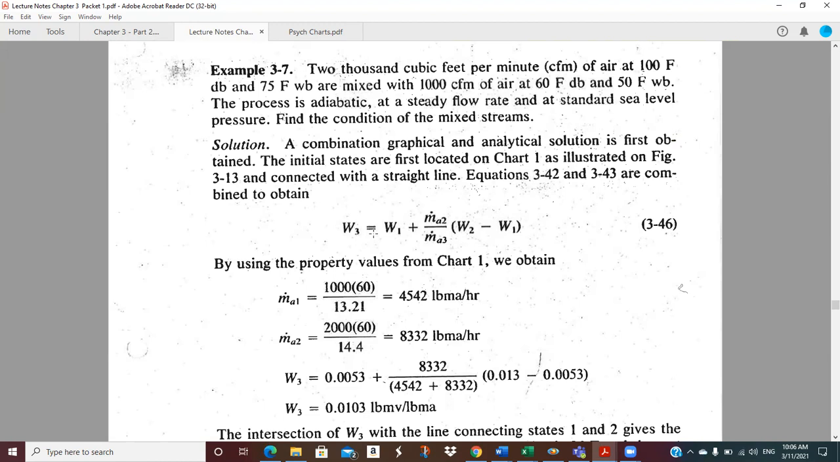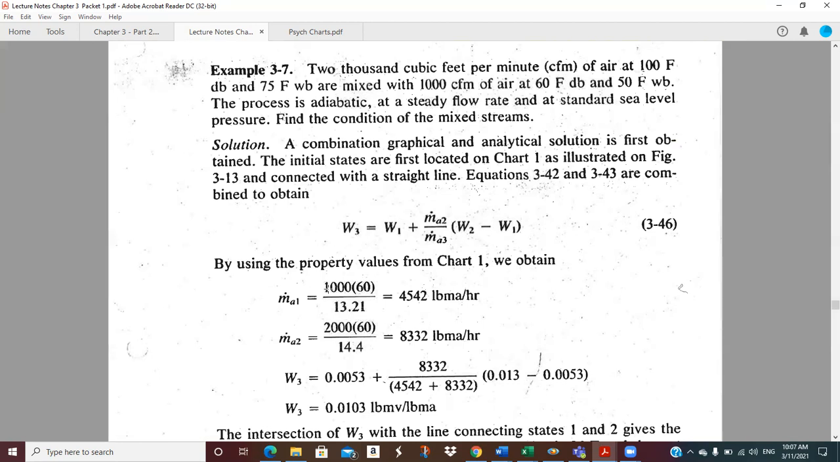Okay, so this is using some of the equations, and I don't think I actually had this equation in my notes, but you can see, if you reconstitute this, we're going to see that W3 minus W1 times M dot A3 is equal to M dot A2 times W2 minus W1. So there's lots of different ways you can juggle those equations. So this is one way.